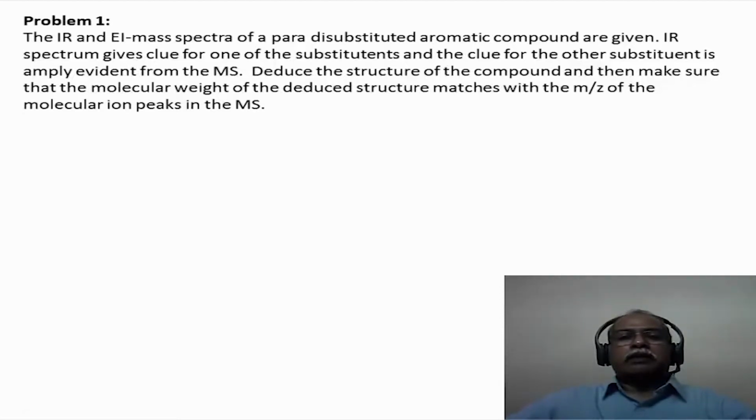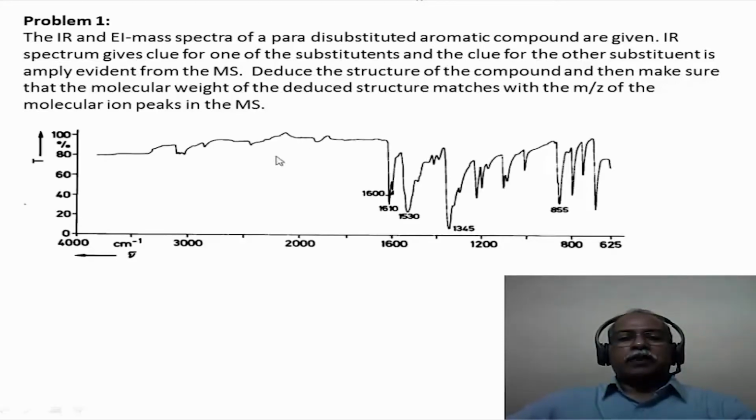So the compound is already given to be the para-disubstituted aromatic derivative. All you need to do is find out the two substituents from the two different spectroscopic data that are given and see whether it matches the mass spectrum in terms of the molecular weight. This is the infrared spectrum of the compound.